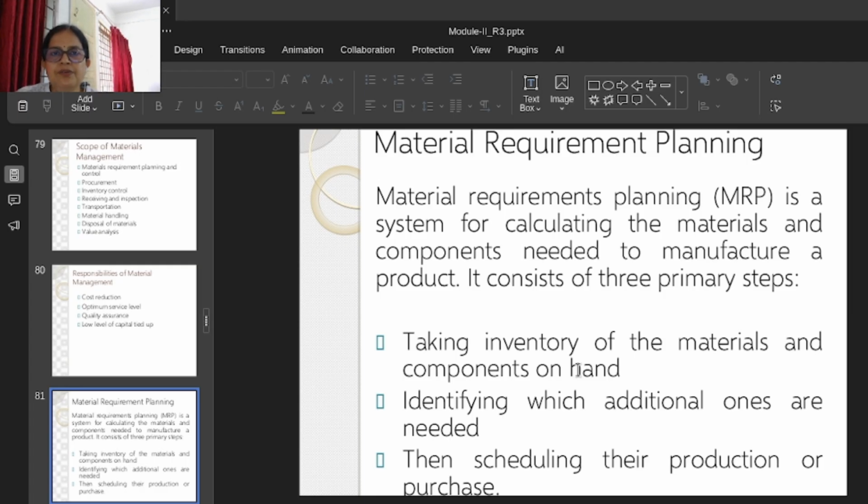First, we need to check what we have in our store. Then we need to go for the additional inventory to purchase. Identify which additional ones are needed. Then we need to classify what we have and what we do not have, so that we can make a plan for the items we do not have and put the order for those. Then scheduling their production or purchase. When we need to put the order so that we can receive it, we need to make a timetable of the processing of the order.